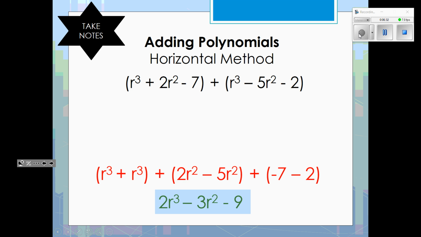Now, either method can be used. You notice that when I was up here, sometimes I was just circling. Like here I circled the r cubes. Then I might put a square around the r squares. Just some way for you to organize and to look for terms that are alike. Add your like terms, and you have your answer.